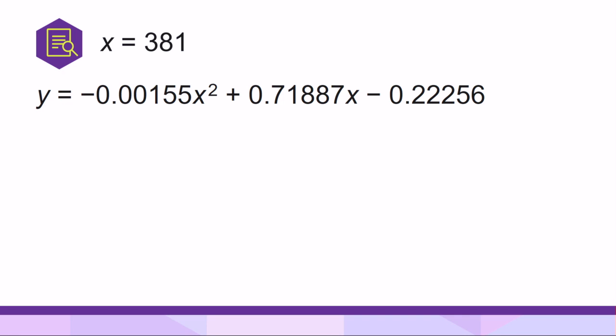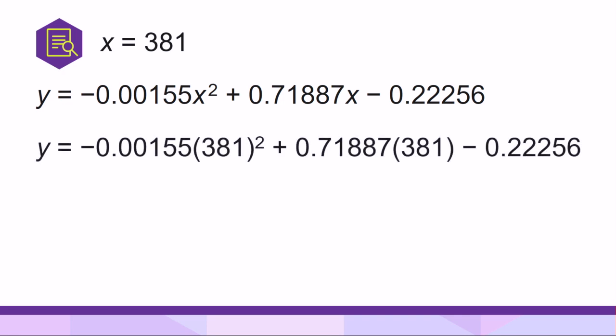Since x is the horizontal distance, we can replace x with 381. And at this point, we become exceedingly grateful for calculators, and yours should tell you that the height y is about 49 feet when the horizontal distance is 381 feet. So it's easily going to clear the 10-foot fence, and it is going to be a home run.